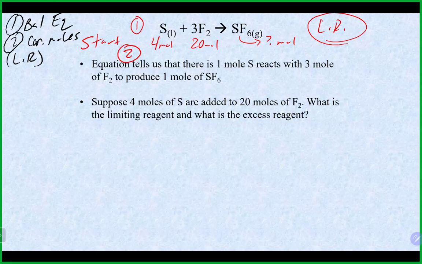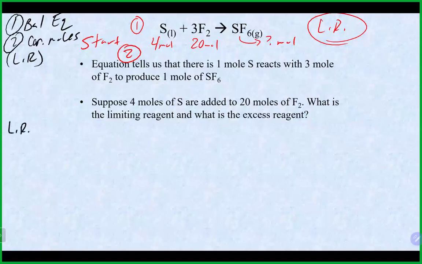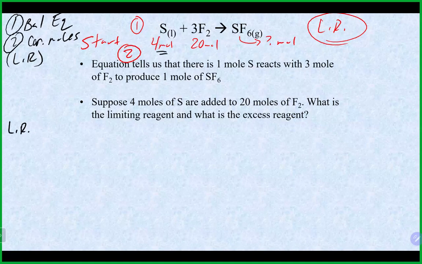So in this case, we could choose either reactant. So in this first instance, I'm going to choose the sulfur. And I want to know how much fluorine is needed to use up all the sulfur. So that is basically the calculation I'm going to do here. And this is what's going to allow me to figure out which one's the limiting reagent.